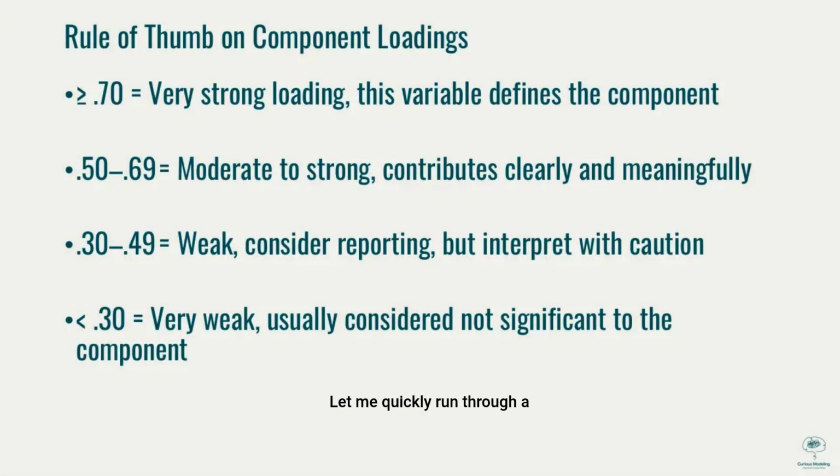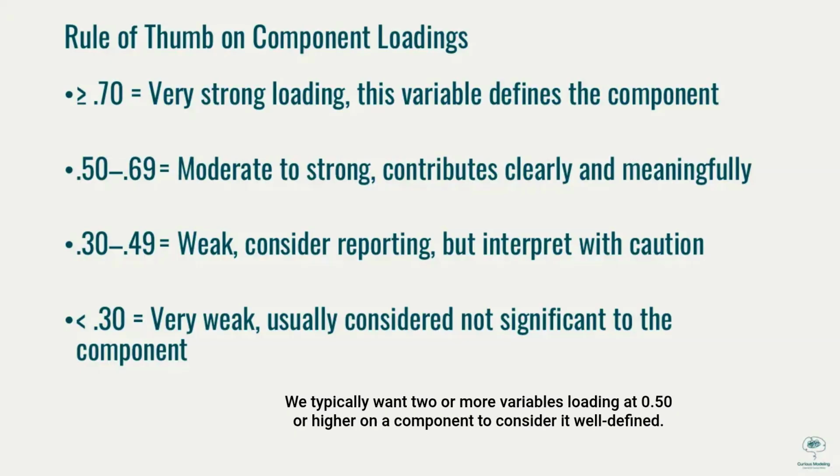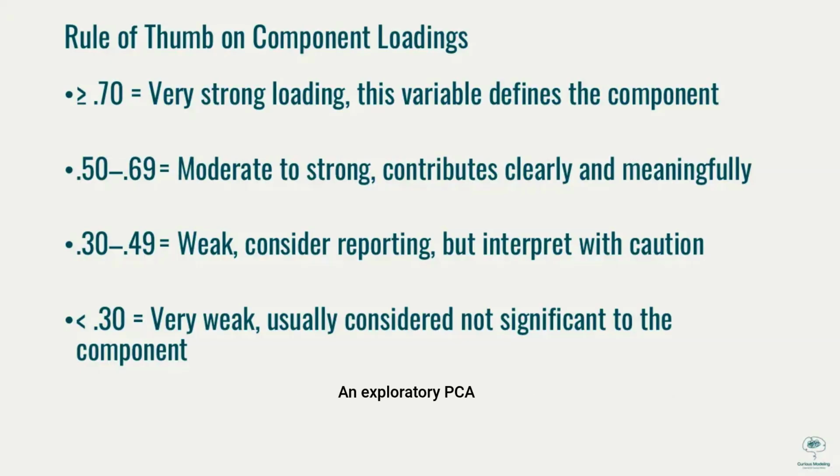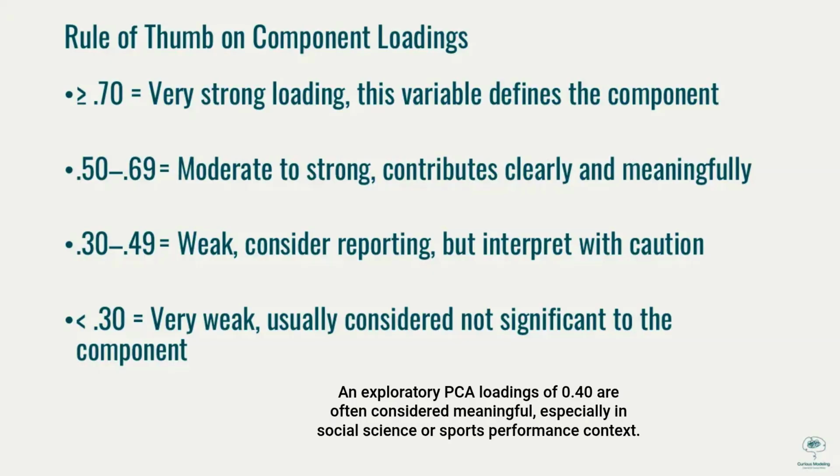Let me quickly run through a rule of thumb on interpreting component loadings. Values above 0.70 are considered very strong loadings. I want to make a few additional notes. First, we typically want 2 or more variables loading at 0.50 or higher on a component to consider it well defined. But in exploratory PCA, loadings of 0.40 are often considered meaningful, especially in social science or sports performance contexts.